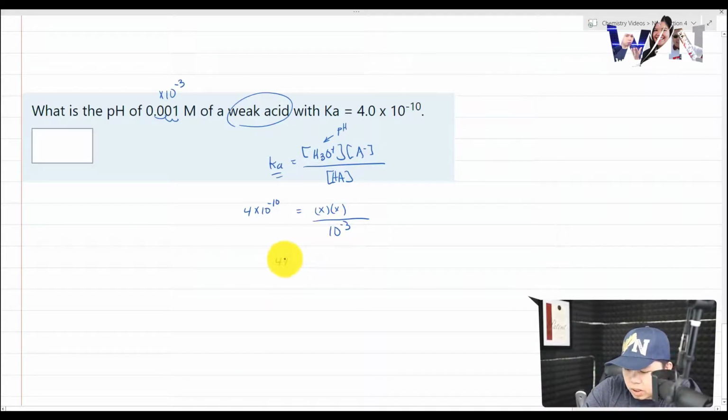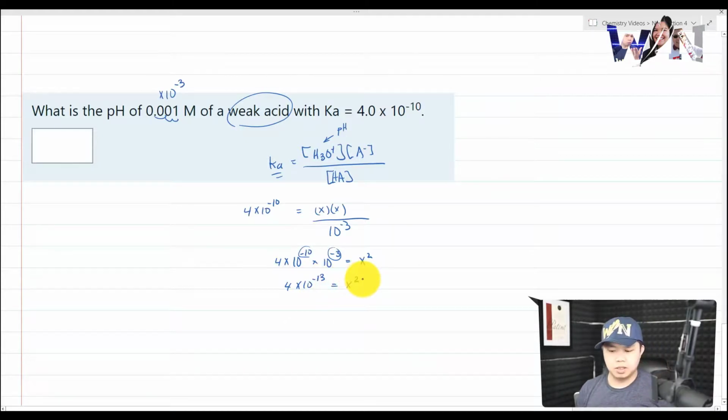So we have 4 times 10 to the negative 10 times 10 to the negative 3 equal to x squared. So we can simplify this. You can add the exponents together, okay? So we have 4 times 10 to the negative 13 equal to x squared. There you go. See how that works?